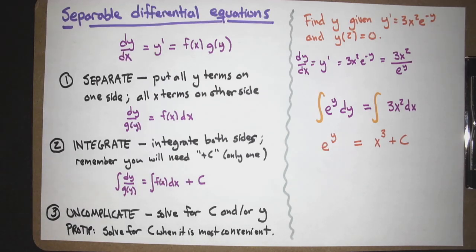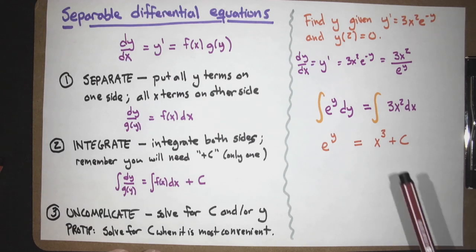All right. So what does uncomplicate mean? Well, that means you're going to solve for c, solve for y. Now the question is, you may not have to solve for c. You may just leave it in general, but you may. When do you solve for c? The answer is whenever it's convenient. So we say, is now a convenient time to solve for c? In other words, if we plug in our conditions, do we get nice numbers to play with? Yeah, we get nice numbers.